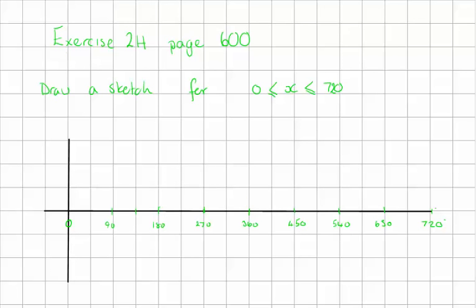So we've got to draw the sketch of y equals sine 2x, just that, sine of 2x, for 0 to 720. Now, the thing in front is the amplitude, which is 1, that's why there's no number there, and then it's plus 0 at the end, if you want, but we don't put it.